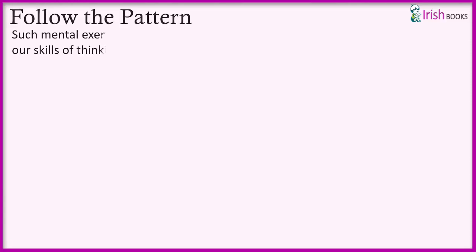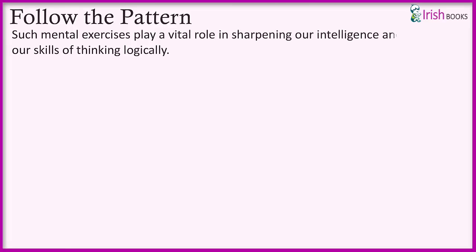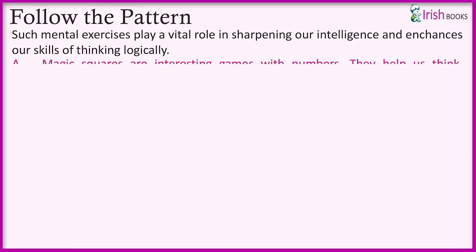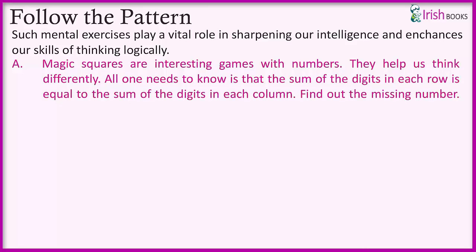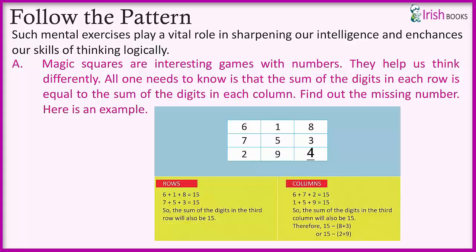Follow the pattern. Such mental exercises play a vital role in sharpening our intelligence and enhance our skills of thinking logically. A. Magic squares are interesting games with numbers. They help us think differently. All one needs to know is that the sum of the digits in each row is equal to the sum of the digits in each column. Find out the missing number. Here is an example. Rows, columns.